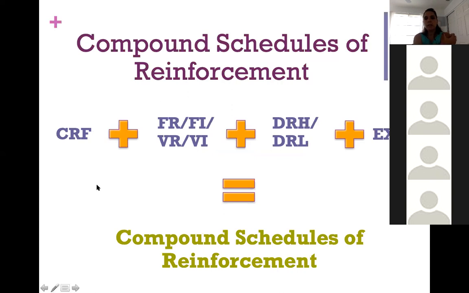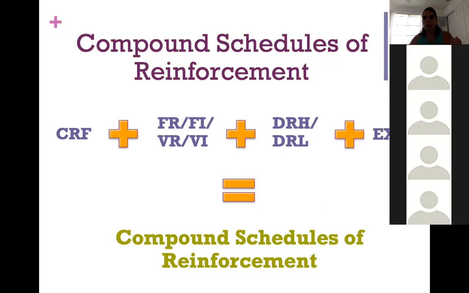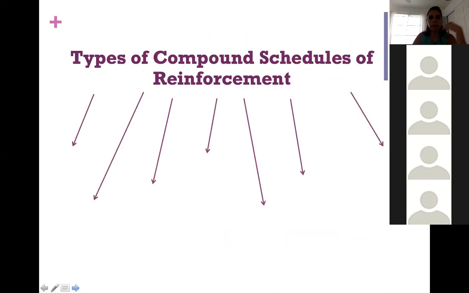When you see that equation, I don't want you to freak out. This means that they can happen at the same time or successively. They can happen with a discriminative stimulus or without. And it could have reinforcement for each element or a reinforcement for a combination of different elements. So when you see this, just know that the compound schedule is a mix of all of these that could happen together or successively.